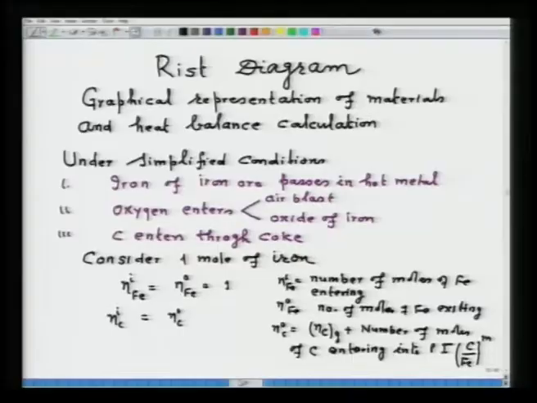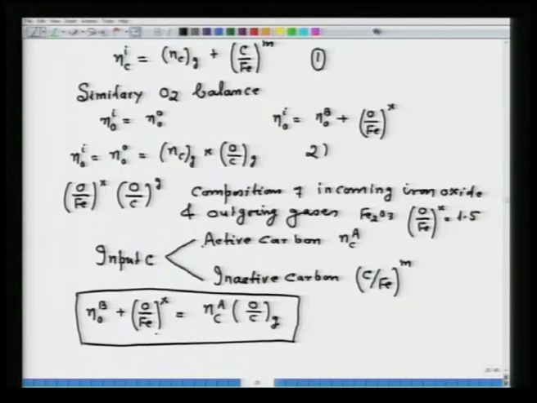In an earlier lecture, I presented the Rist diagram, which is shown over here, and there I told that we will be considering a diagrammatic representation of material and heat balance. In that lecture, we considered material balance, and as a result of the material balance, we could arrive at the equation N_O/Fe plus O/FeX, where X is the type of oxide.